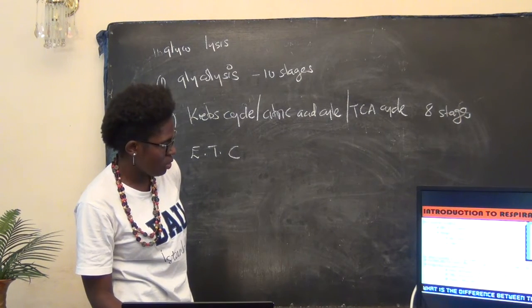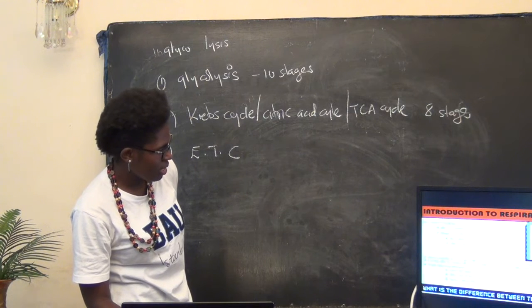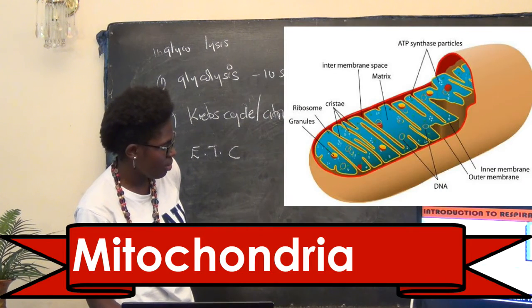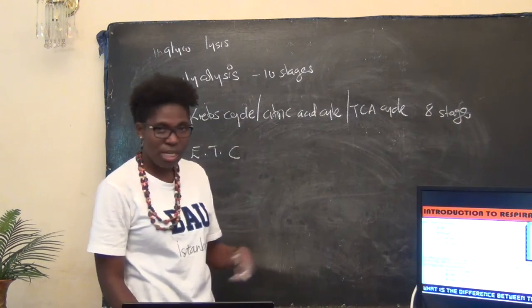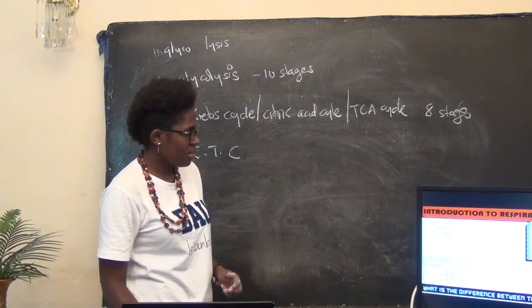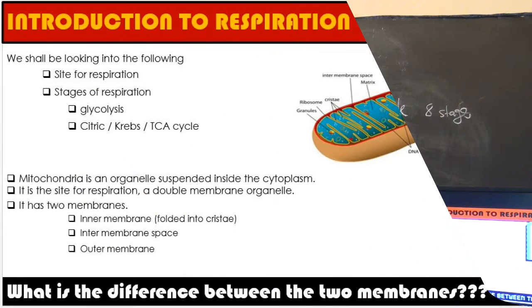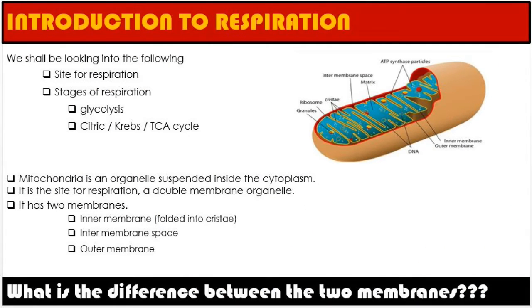So we have looked into the site for respiration, which is our mitochondria right there by the corner, and the stages of respiration, which is glycolysis. We shall get to look into glycolysis as a topic, and the citric acid cycle, which is also called Krebs cycle, the TCA cycle as a subject, and then one last stage which is missing there, which is the electron transport chain, which leads to the oxidative phosphorylation of our ADP to produce the ATP molecule that we want.